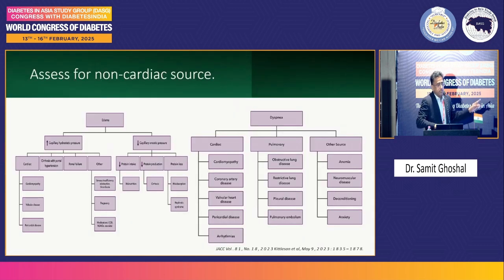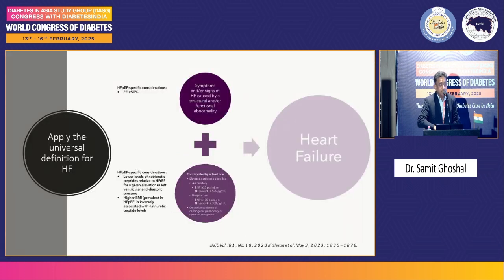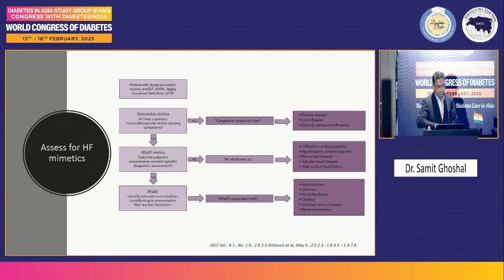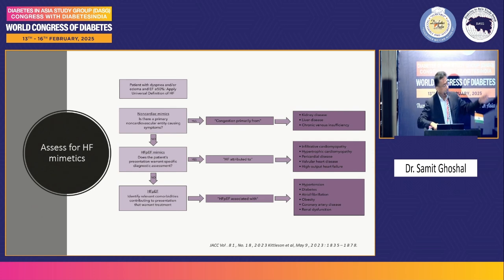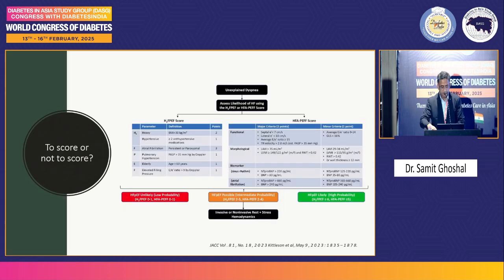I'll not go into it. These are the differential diagnosis of dyspnea and pedal edema, which should be ruled out. So they are not there in your patients. And once they are not there, we apply the universal definition. Do we have those typical signs and symptoms of heart failure or not? If yes, we pass to stage 2. Assess for heart failure mimetics: COPD, CKD with fluid overload, sleep apnea. A lot of patients might be just morbidly obese and the physical disability is mimicking heart failure. So those mimics should be ruled out.